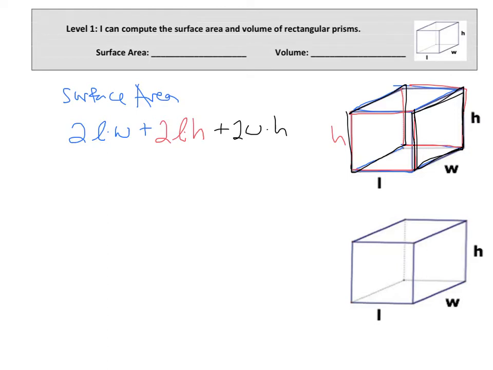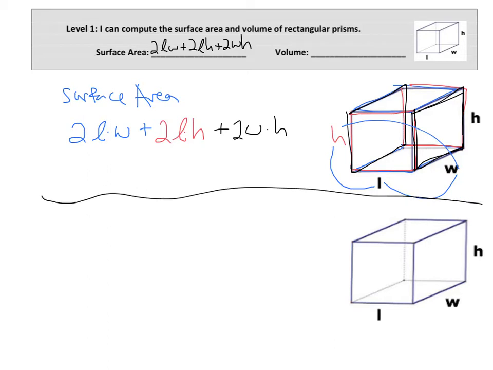But we don't really need to remember the formula if we just remember that we're finding the area of all 6 of those rectangles and adding them up. So you have to multiply the length and height, add it twice, the length and width, add it twice, and then the width and height, add it twice. So we'll write the formula up on the line just to be thorough. 2 length times width plus 2 length times height plus 2 width times height.